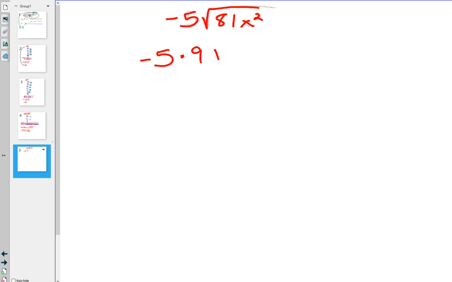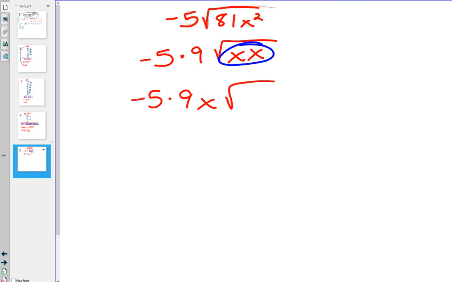But I still have a square root that had an XX in there. The x squared was XX. But to get out of a square root, I need pairs, and I do have a pair of x's. So I have the -5, I have the 9, I have now a single x. What's left on the inside of the square root? Nothing. So guess what? I don't have the square root. If nothing is left inside, you just don't need it.